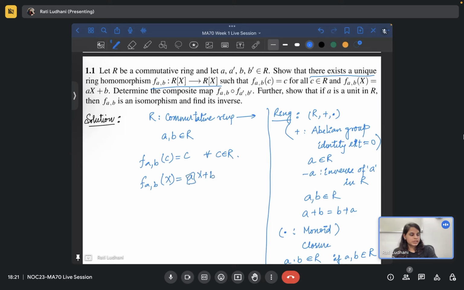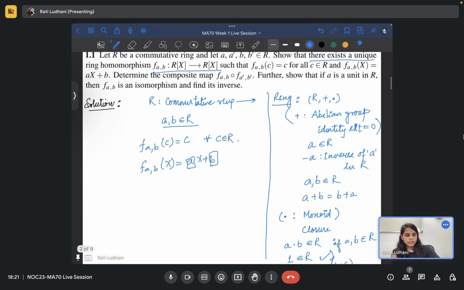So we started with some elements A and B. Now it has been asked whether you can construct a ring homomorphism using A and B such that it fixes every element of R, and it maps x to Ax plus B. Can you construct some ring homomorphism like that? And moreover, it is unique in that sense. So it is unique with such properties. So two things need to be shown.